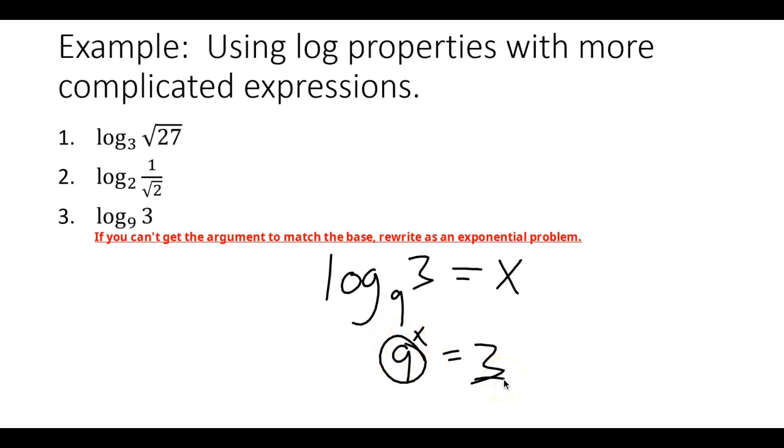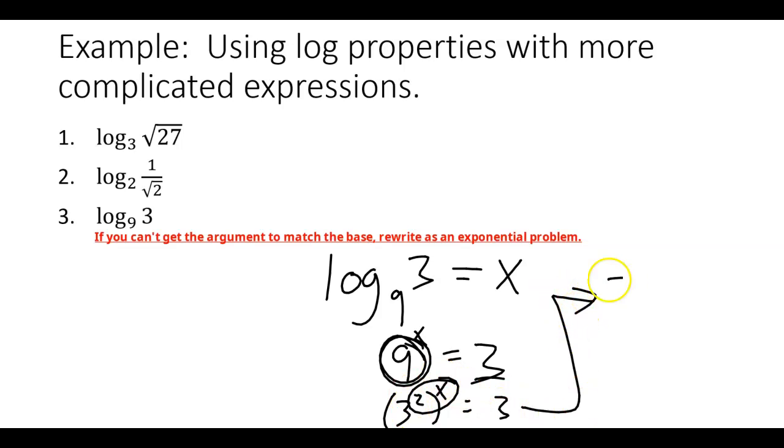So now that it's in exponential form, I can change this. It's going to be 3 squared. We can multiply those. And this one has a power of 1, so I can just cross these off, set those exponents equal, and divide.